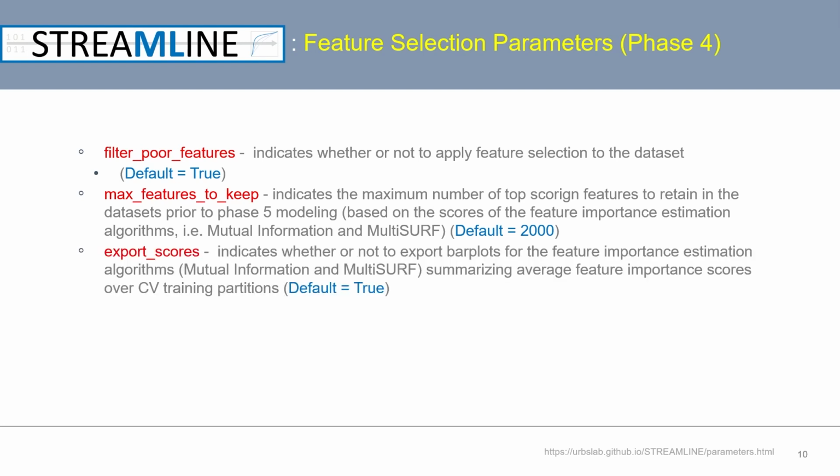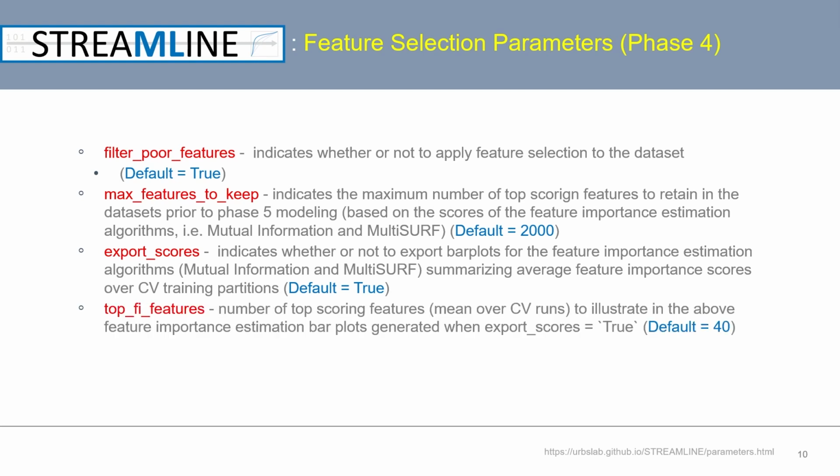Export scores indicates whether or not to export bar plots for the feature importance estimation algorithms mutual information and multisurf. These bar plots summarize average feature importance scores over all CV partitions. This parameter is true by default. Top FI features specifies the number of top-scoring features based on the mean over cross-validation runs to illustrate in the above feature importance estimation bar plots, assuming export scores is set to true. By default, 40 features are displayed in these plots.